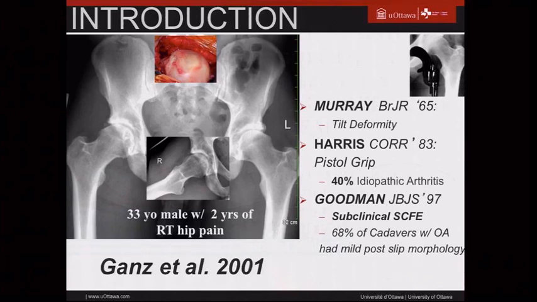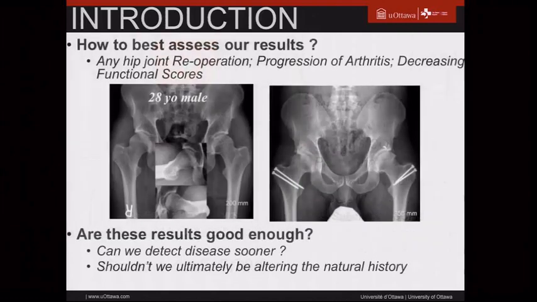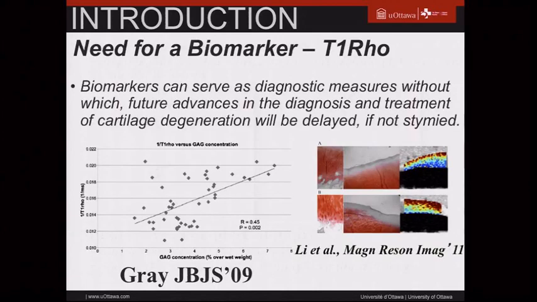So we've already broached the subject that CAM-FAI has long been recognized as a cause of osteoarthritis, described as the pistol grip deformity. The question we're coming at is how to best assess a result. Do you look at reoperation? Do you look at cartilage progression of arthritis, decreasing functional scores, or even improving functional scores? Are they good enough? Ultimately, should we not alter the natural history of the disease process in order to fully provide the quality of care that we need?